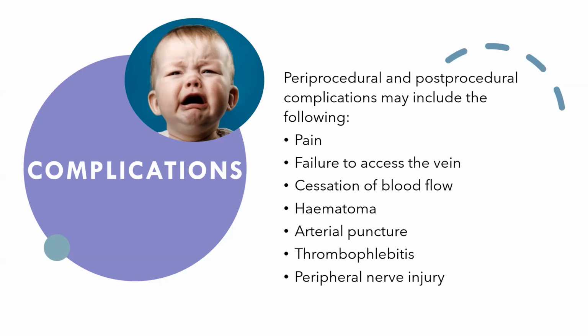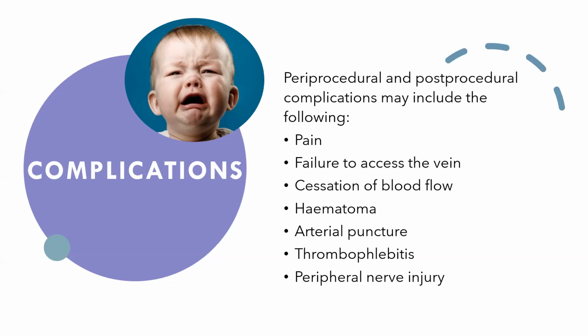So there are peri-procedural and also post-procedural complications that may happen in the venipuncture procedure. So it is important for us to be aware of the complications, especially in non-verbal kids or younger children. So pain, we can minimize the pain with the anesthetic cream. And then if there is failure to access the vein, it could be due to collapse of the vein, incorrect position, or incorrect angle of penetration.